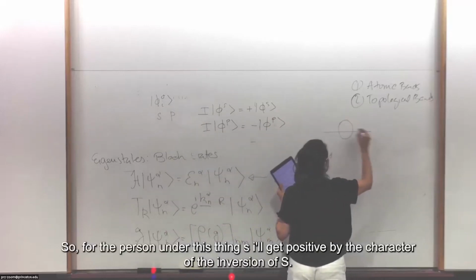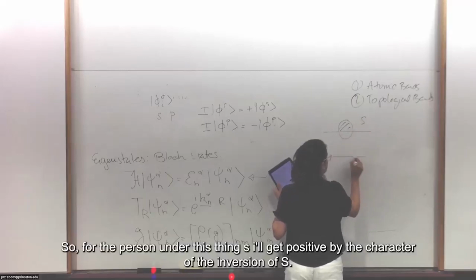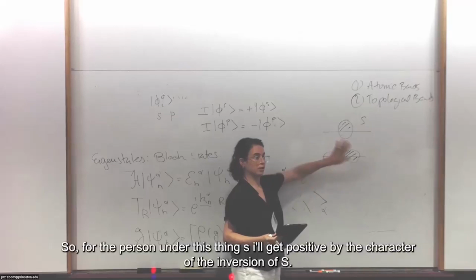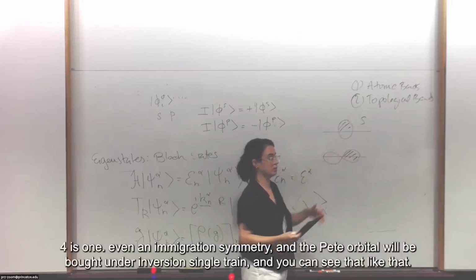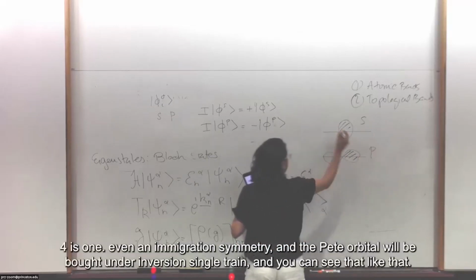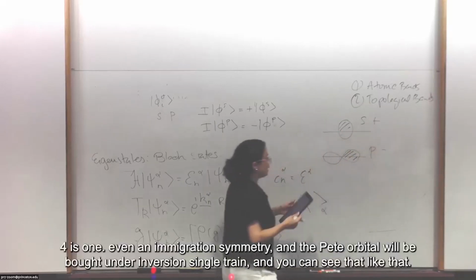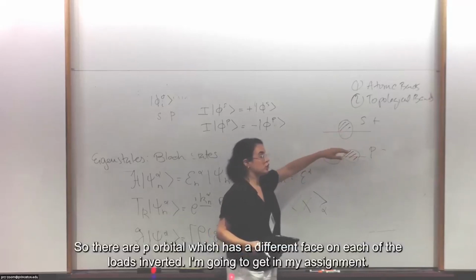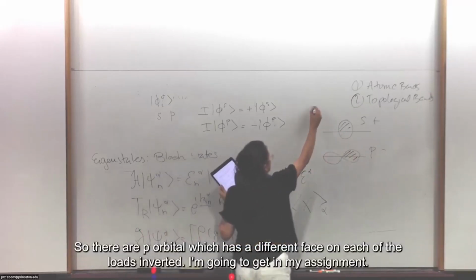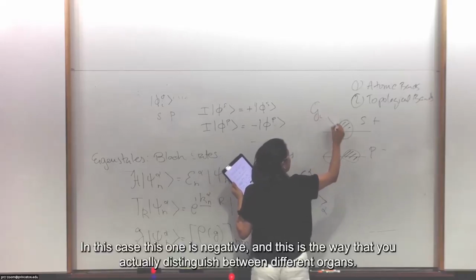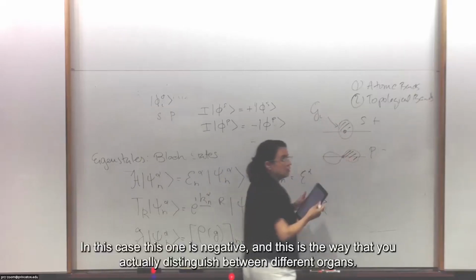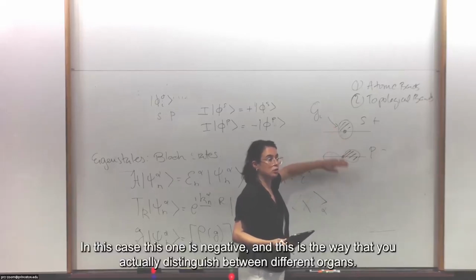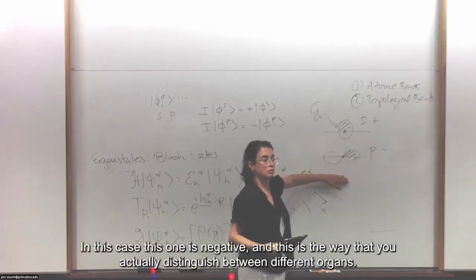And you can see that, right? Usually when you draw an S orbital, and then draw a p orbital, which has different phase on each of the lobes, if I invert it, I'm going to get a minus sign in this case. This one is positive, this one is negative. And this is the way that you actually distinguish between different orbitals. So it depends on the group that leaves this site invariant, what are the different orbitals that I can have, and those are called the irreducible representations of this site.